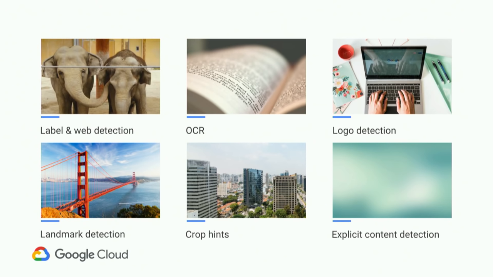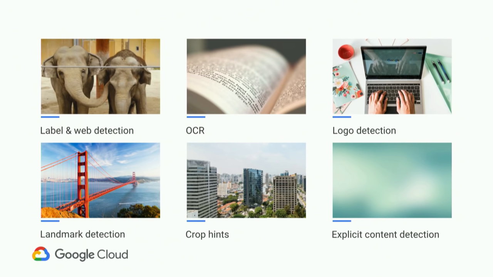Then we have OCR, or optical character recognition. OCR is able to extract text from images. So if any of you have ever used the Google Translate app before and taken a picture of a sign and then seen the translation in real time, you can use the Vision API's OCR method to implement similar functionality into your own applications. Logo detection will identify common logos in an image.